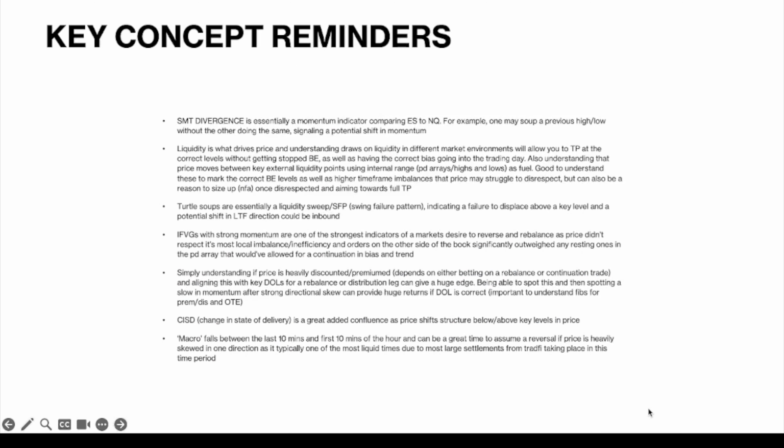Right, so just before we wrap up the video, a lot of these terms may be new to you guys, and you may not know how to use them, so we'll quickly cover them with a brief explanation. An SMT divergence is essentially a momentum indicator, obviously not an indicator that appears on the chart, but it indicates a shift in momentum, and we use them to compare ES and NQ, or S&P futures and Nasdaq futures.